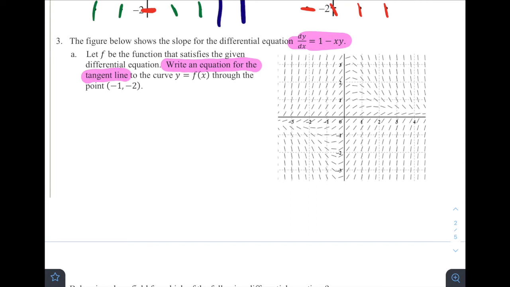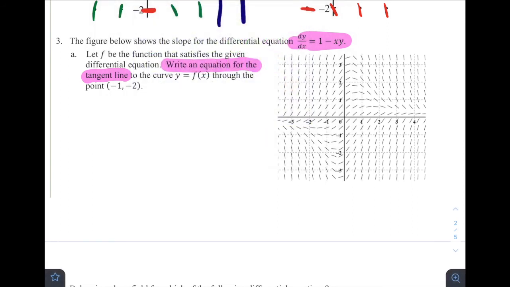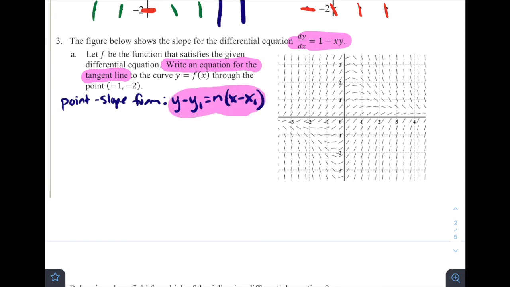We've been doing this all year, and we know that our go-to method in AP Calculus is to use point-slope form for writing the equation of a tangent line. That is y minus y1 equals m times x minus x1, right? That is our point-slope form. Anytime you're writing the equation of a tangent line in AP Calculus, you're probably going to want to use that form. The reason is that it asks us for two things: what is the point and what is the slope? Luckily for us, they told us the point: (-1, -2).